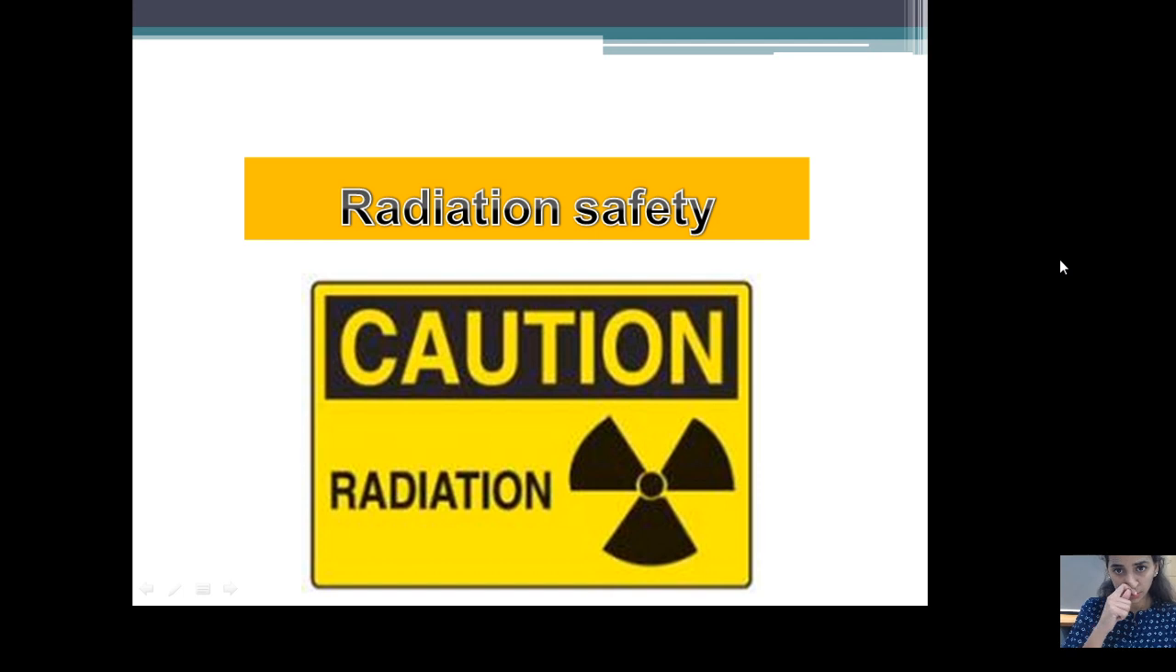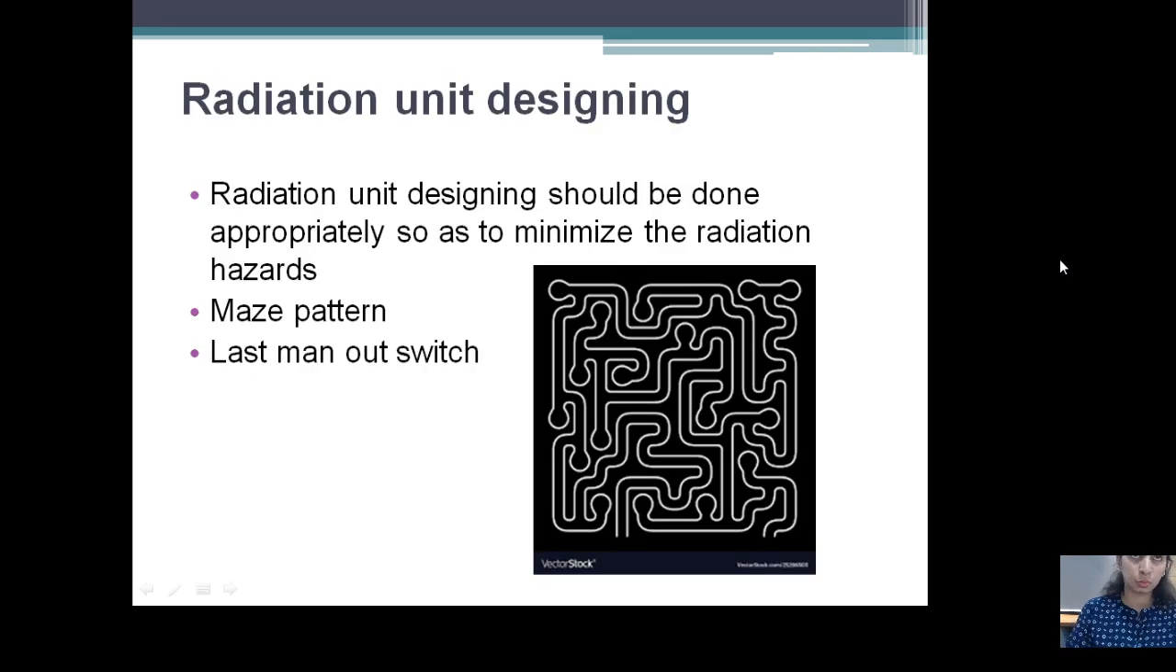Then we are done with the third part. Now we'll talk about the fourth part, which is radiation safety. The first concept is radiation unit designing. During hospital designing, we need to keep this concept in mind. The radiation unit should be designed appropriately so as to minimize the radiation hazard.